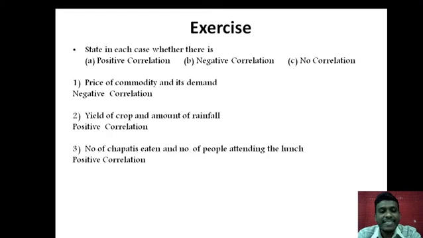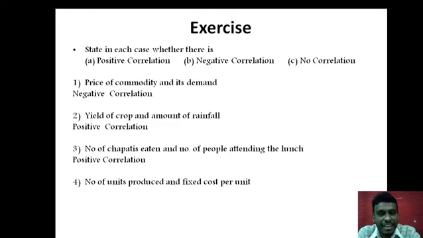So the next exercise, exercise number 4, quickly. Number of units produced and fixed cost per unit. We know that fixed cost per unit is total fixed cost divided by number of units. So as the number of units is increasing, the fixed cost per unit decreases, and hence we have a negative correlation, because both are moving in opposite direction.